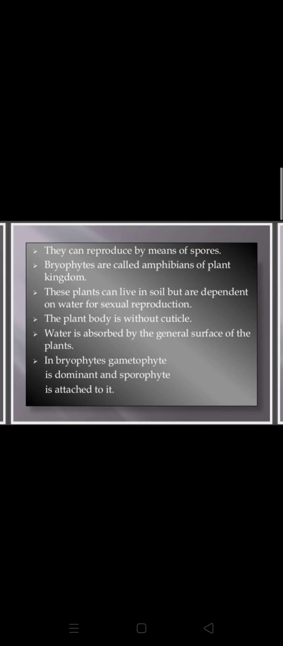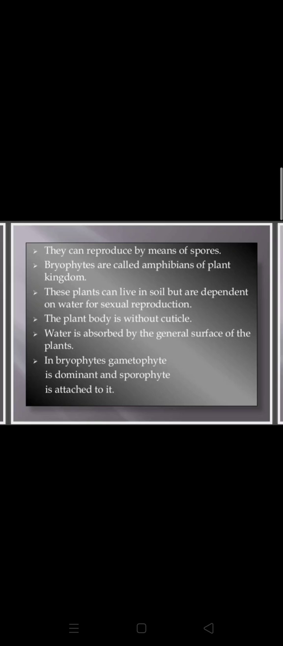Next, they reproduce by means of spores. Spores are the main carriers of reproduction. Bryophytes are called amphibians of the plant kingdom. Now, why are they called amphibians? Because these plants can live in soil but are dependent on water for sexual reproduction. So they are called amphibians.